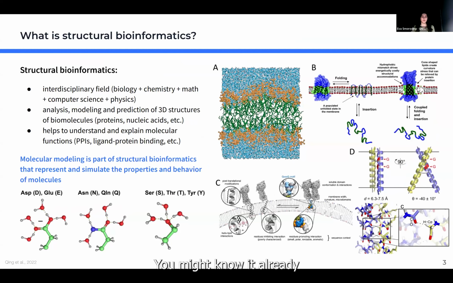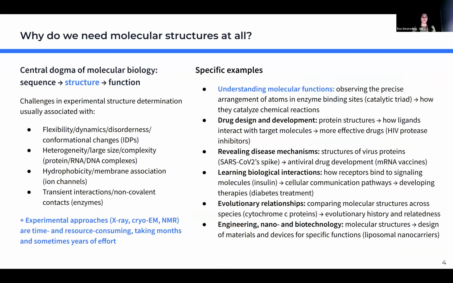Probably you might know it already, but it's an interdisciplinary field. So it combines biology, chemistry, math, computer science, and sometimes physics. It helps you to analyze models and predict the models of biomolecules. Overall, the main idea behind molecular modeling is to help to understand the connection between sequence, structure, and function. Sequence, structure, and function is a part of the central dogma of molecular biology. We know that sequence defines structure and structure defines function. It means that to fully understand how molecules work, their function, we need their structures.